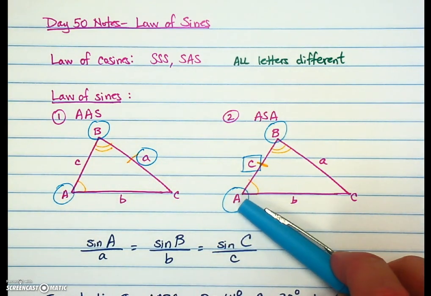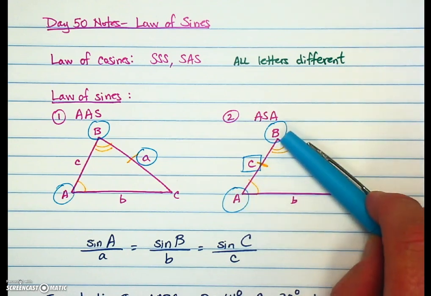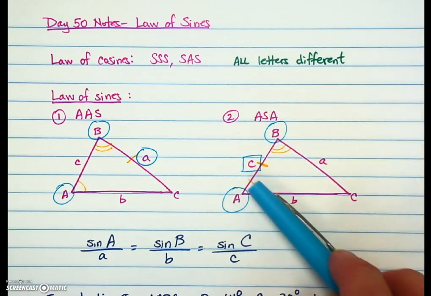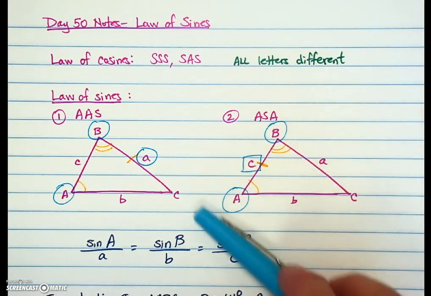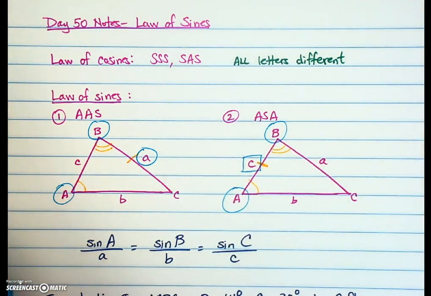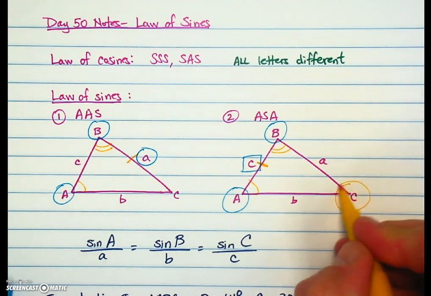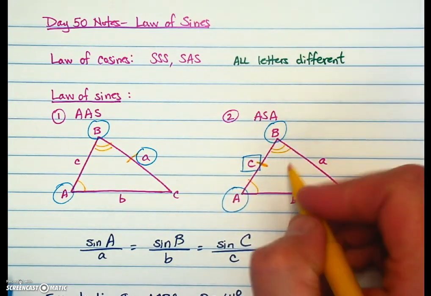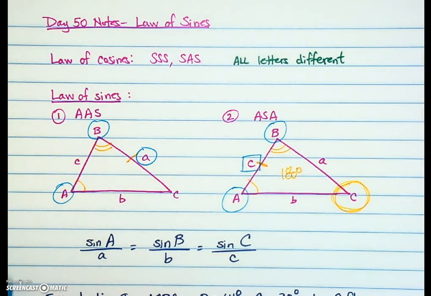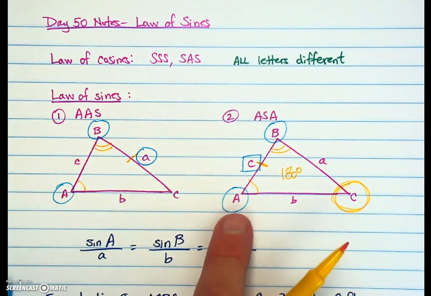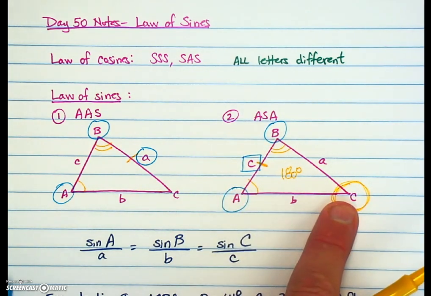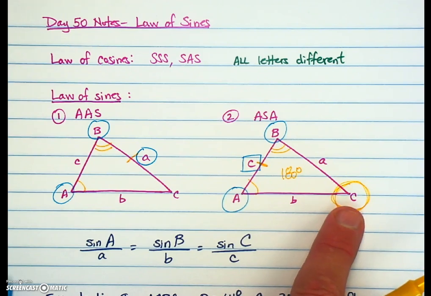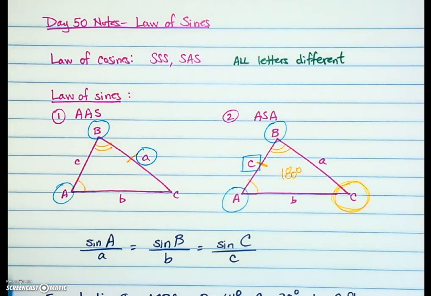Over here, notice capital A, capital B, and we're given lowercase c, which means we don't have a letter in common, but we can easily find capital C because we know that all the angles in a triangle add up to be 180 degrees. So if I were to find capital C here really quick, I now would have a common letter in capital C and lowercase c.